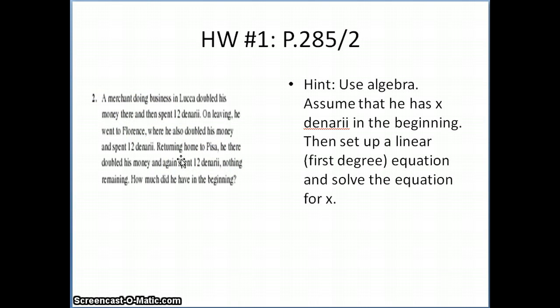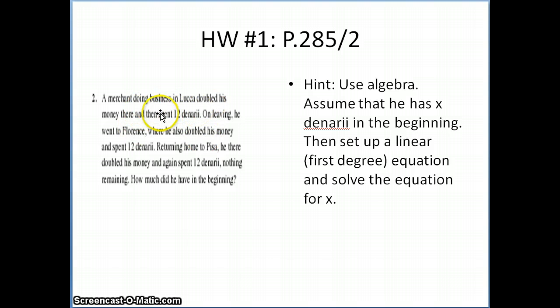This problem is from one of his books, which is mostly devoted to arithmetic and elementary algebra questions. So this question can be solved very easily by using algebra. If we assume the money he had at the beginning is x denarii, then we can set up a linear equation and solve it for x. So how do we set up the equation? We can just translate the English sentence into mathematical symbols using x.